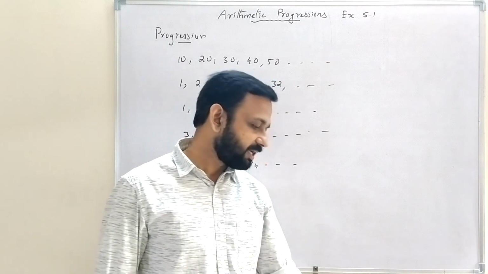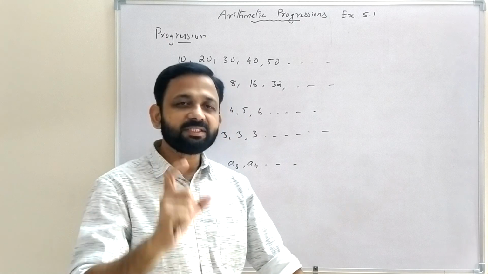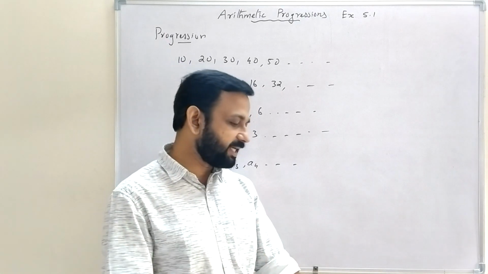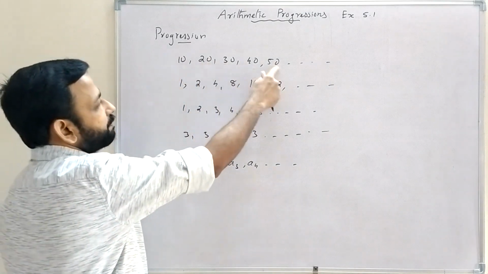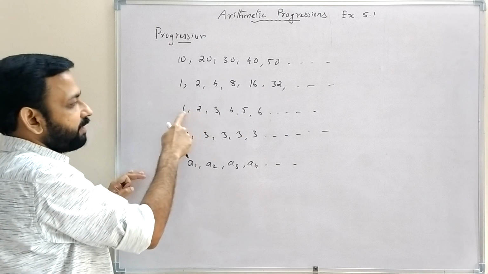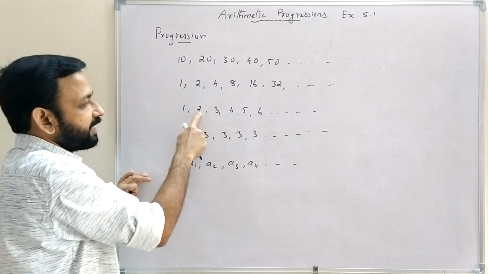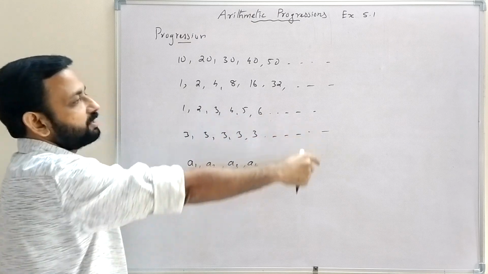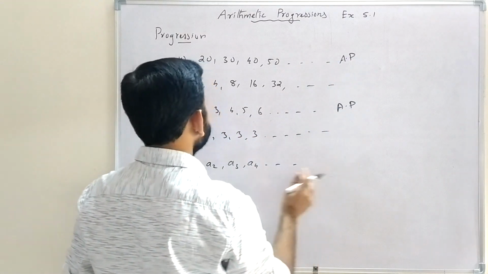Arithmetic progression. An arithmetic progression is a list of numbers in which each term is obtained by adding a fixed number to the preceding term except the first term. So here each term is obtained by adding a fixed number. Here the second term is obtained by adding 1 to the first term. Third term obtained by adding 1 to the second term. Fourth term obtained by adding 1 to the third term. So this is AP, this is arithmetic progression, and this is arithmetic progression.